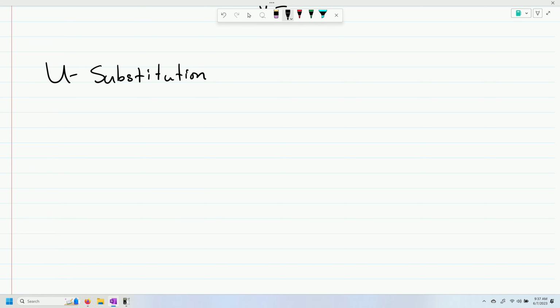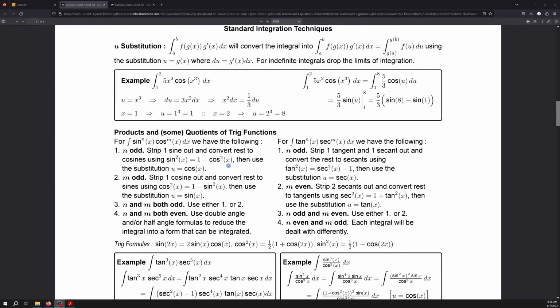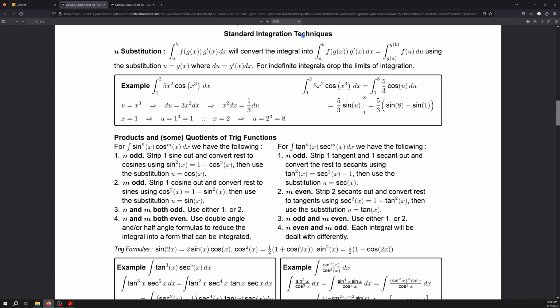So just to remember here, we're going to go back and look at our table. This is where you really started to talk about standard integration techniques, all right? Everything that we did before was kind of like a rule. Now we're using techniques, which is entirely different.